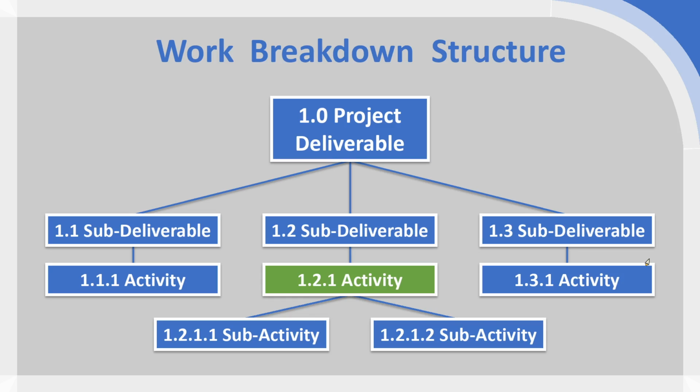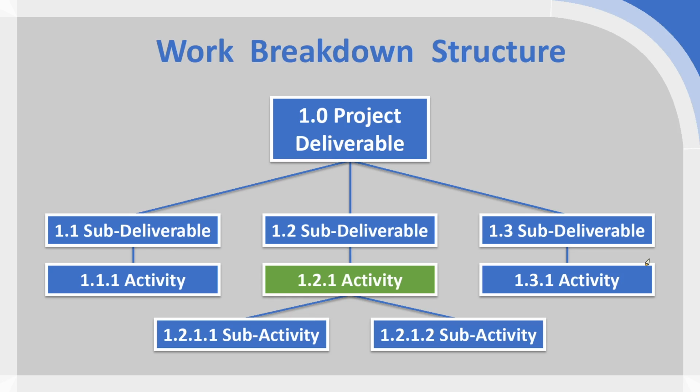So we want to go for the lowest level of the WBS, or whichever items are unique and not duplicated by other items that we're going to put onto our activity list. So here, if we look at the items which are on the lowest level, we have two sub-activities, but we also have two other activities as well. 1.1.1 is the lowest level of that branch, and 1.3.1 is the lowest item on its own branch.